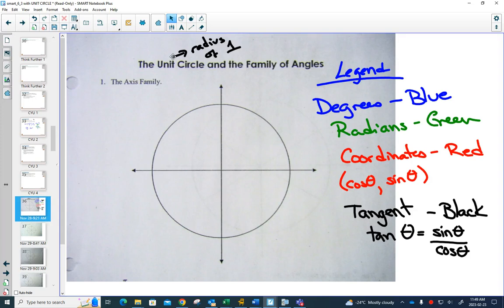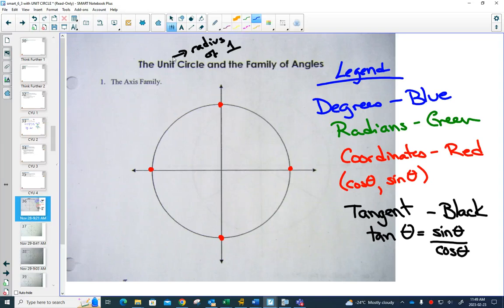And we break it up into families. The first family that we're going to do is the axes family. That is all the points on the unit circle where the x and the y axes intersect the unit circle. So we have those 4 points on our unit circle. For those 4 points, we're going to look at what are the degrees, what are the radians, what are the coordinates, and what is tangent at all 4 of those points.